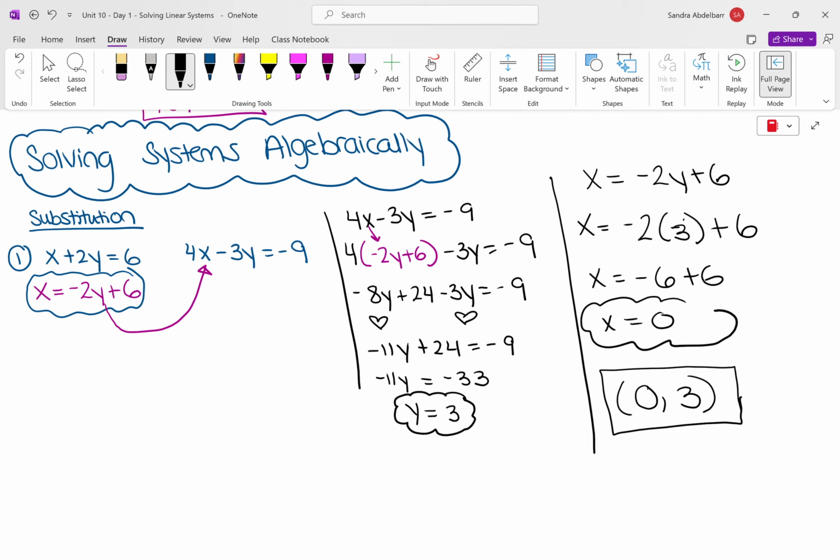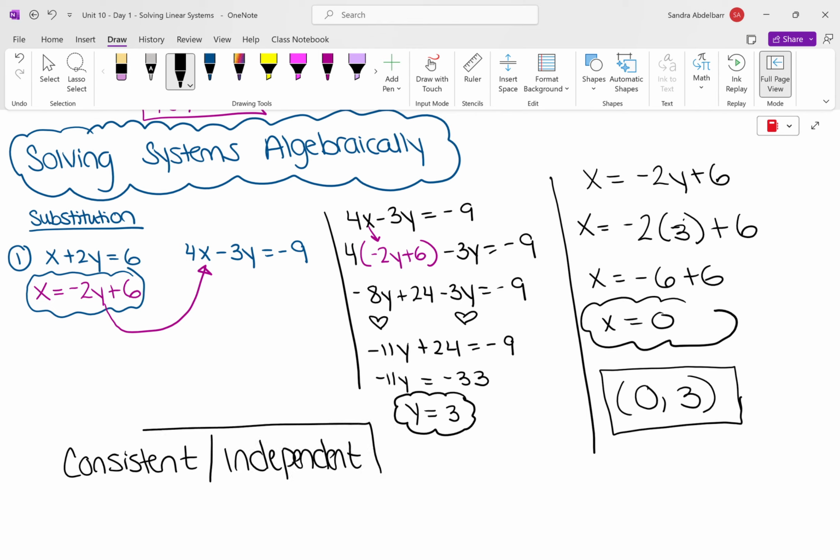Absolutely. So what is our solution here? The solution is x comma y, so 0, 3. Tell me, is this consistent or inconsistent? Consistent. Since it's consistent, is it dependent or independent? Independent.